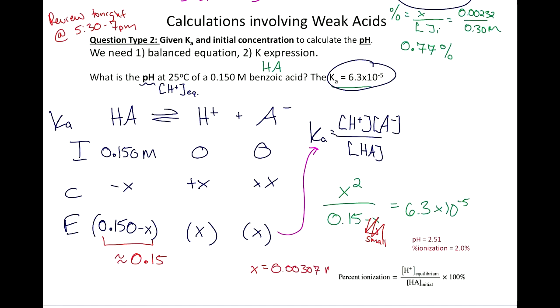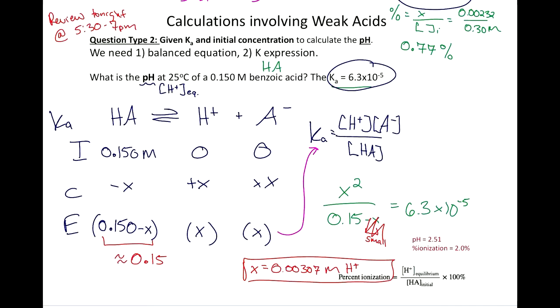So I get that x is equal to 0.00307 molarity. But it's molarity of what? Like, yeah, we solved for x, but what is x? H plus concentration, yes. This is my H plus concentration, and the reason I ask is because it's not always H plus. So we have to be cognizant of what K expression we're using, what x we're solving for, and in this case, because we're using Ka, x is equal to H plus concentration.